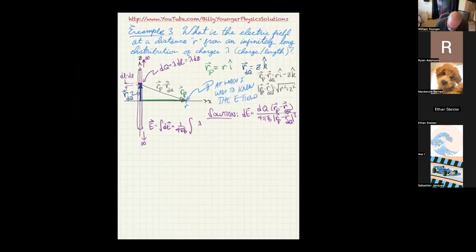Yeah, that's it. So I've got a lambda dz on the top, and then I've got r i hat minus z k hat up top. The 4 pi epsilon naught is already gone, but I have the magnitude of r_P minus r_dq that's got to be cubed. So that's going to be r squared plus z squared to the 1/2 power, but raised to the 3 power. So that's going to be to the 3/2 power.